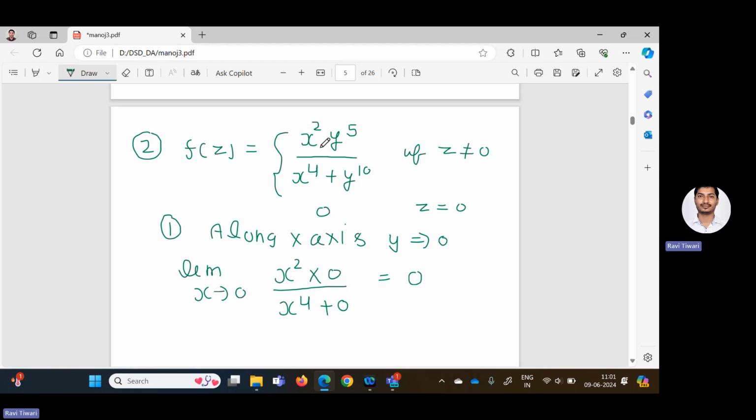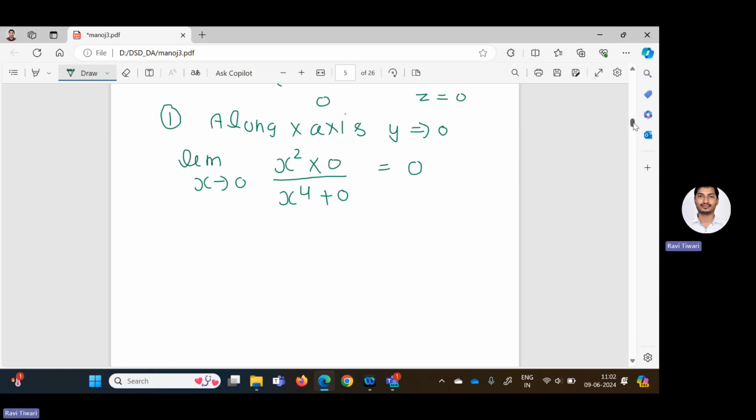If you are looking here, x square and y power 5, numerator power is 7 and denominator power 10. So if I will choose x square equal to y power 5, then what you will get? Y power 5 into y power 5, y power 10. And here, because denominator is x power 4, so x square is y power 5, x power 4 is y power 10. So now degree of numerator and denominator can be made equal. So we can choose next path.